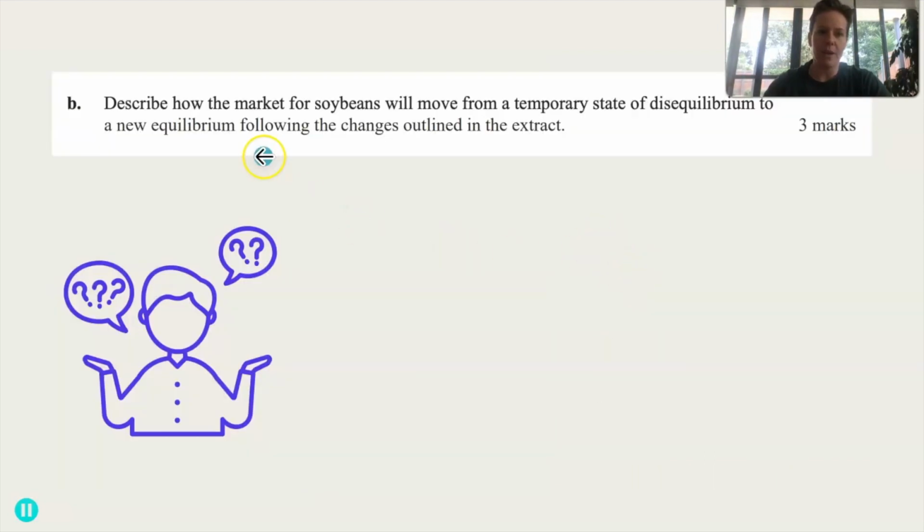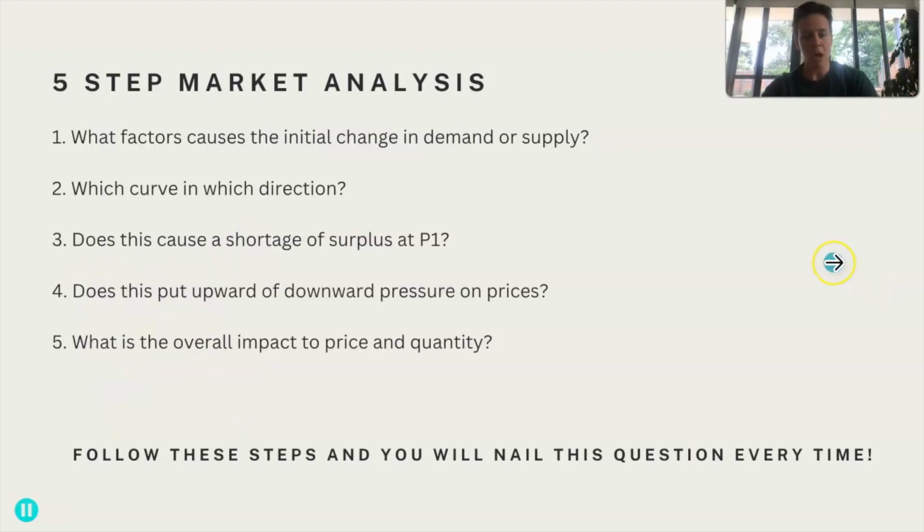The other part of this question is we now need to describe how the market for soybeans will move from a temporary state of disequilibrium to a new equilibrium point. Now, this is a skill, and we're going to learn it together now, and you're going to use it 100 times over before that end of year exam. So I call this the 5-step market analysis. You won't read about this anywhere else, okay? There's 5 steps you need to follow, and if you can answer every question accurately, you will get full marks, no questions asked, okay?